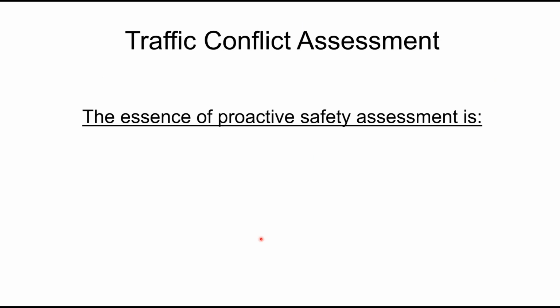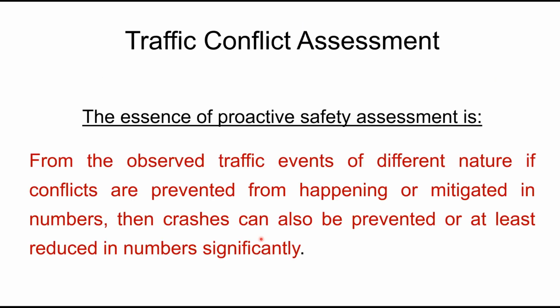So the essence of proactive safety assessment is that from the observed traffic events of different nature, if conflicts are prevented from happening or mitigated in number, then crashes can also be prevented or at least reduced in numbers significantly. So that is the philosophy of proactive safety assessment, or you can say analysis through surrogate safety measures. Let us now discuss surrogate safety measures.